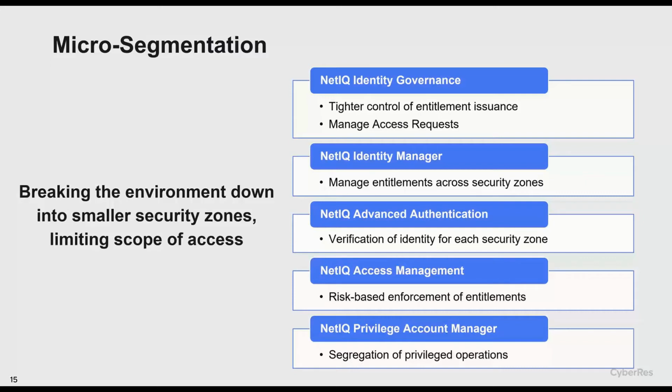Advanced Authentication plays a role in verifying the identity as we cross these boundaries. And Access Management, again, is performing that front-end authorization, enforcing whether or not you can even get to a particular security zone. And as I mentioned earlier, Privileged Account Manager can segregate those privileged operations away from the day-to-day operations, which is itself an act of microsegmentation.